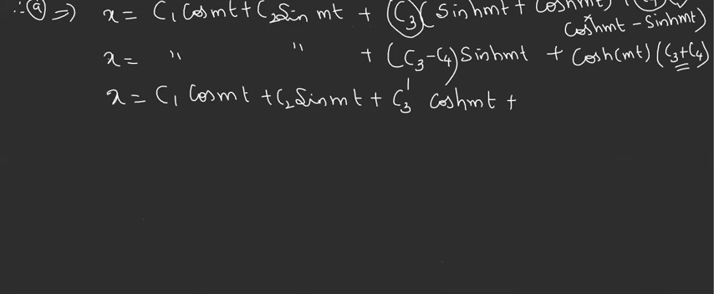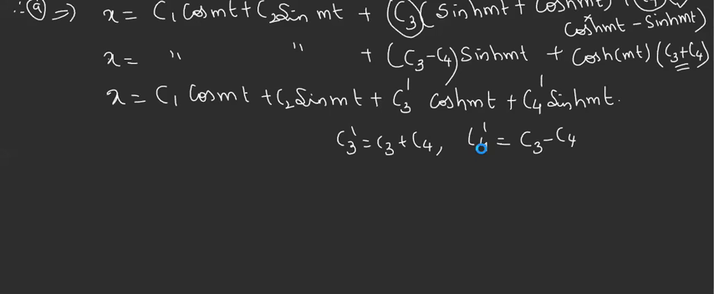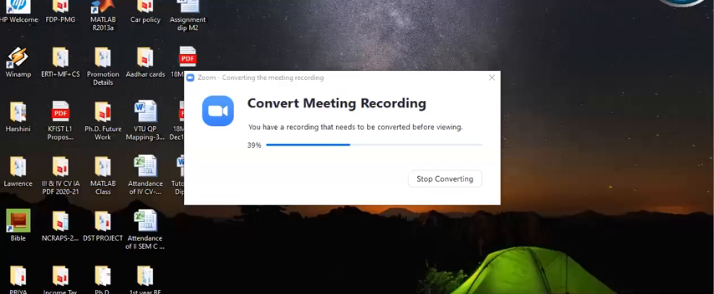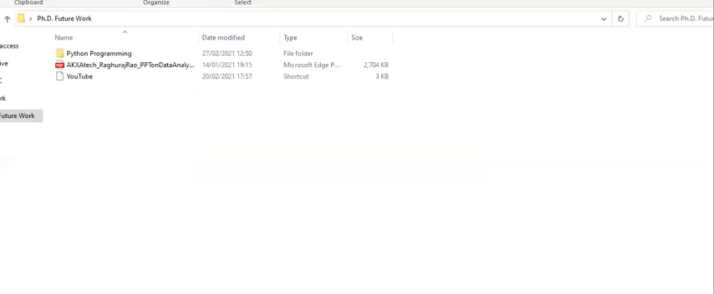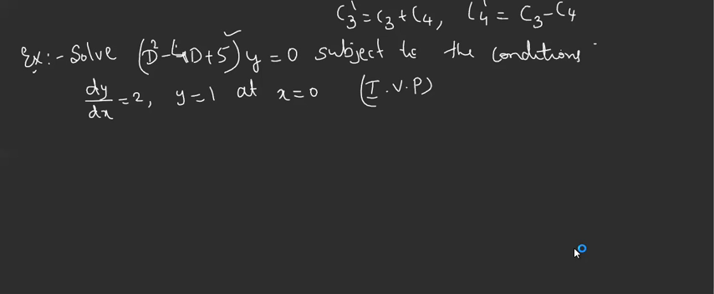Similarly, this C3 minus C4 is there, I'll take it as C4 dash. Now check whether your answer matches or not. I'm taking C3 dash as C3 plus C4 and C4 dash as C3 minus C4 because they are constants. If you add or subtract two constants, you will get again a constant. Here nothing much. What C1, C2 you have got, those can be found with the help of these conditions. That is some extension.